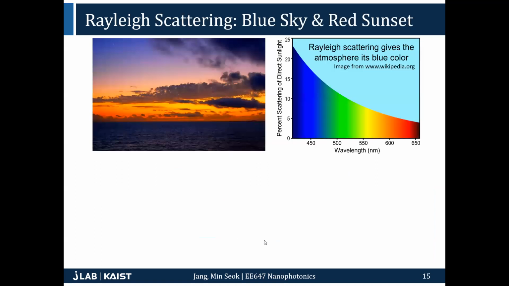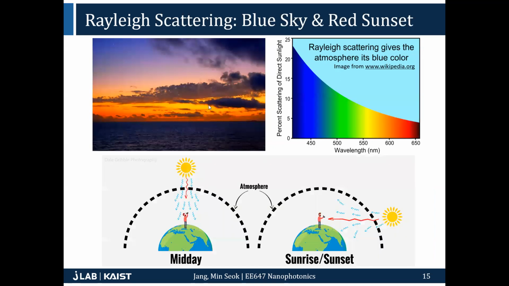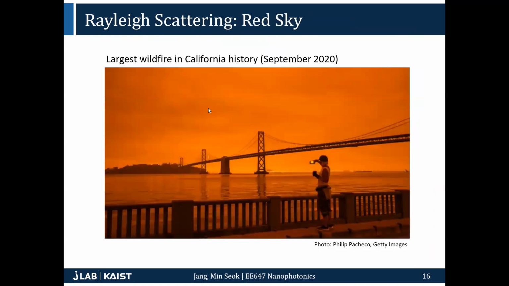Rayleigh scattering explains why the sky is blue and the sunset is red, and why we see a red sky or yellow sky when there is a lot of dust in the air. Because of too much scattering, the blue light is all gone. That's what happens.